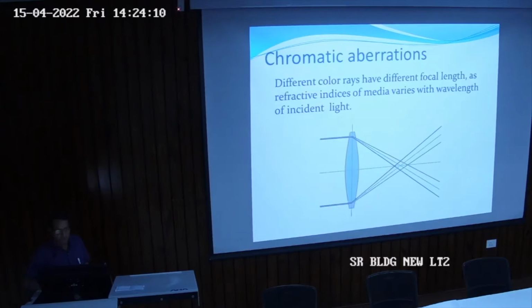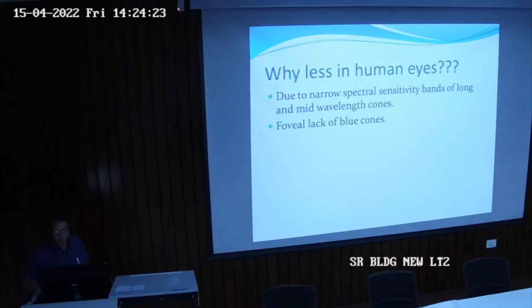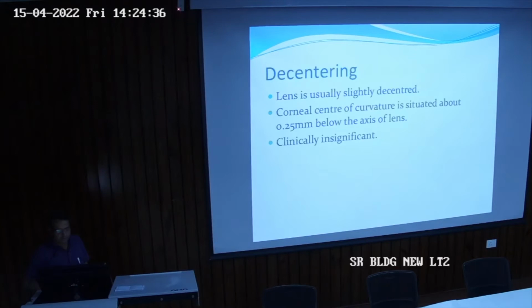Another aberration is chromatic aberration. Different colors of light have different focal lengths, as the refractive index of media varies with the wavelength of the incident light. So different colors of light will focus at different points. Why is it less in the human eye? Due to the narrow spectral sensitivity band of the long and mid wavelength cones, and the fovea lacking blue cones. So chromatic aberration is also very minimal in the normal human eye.